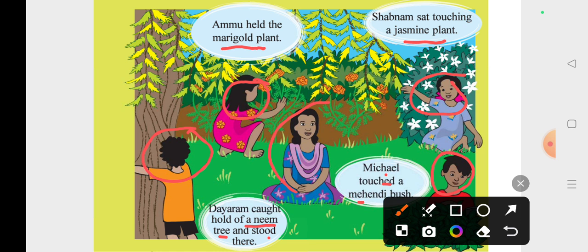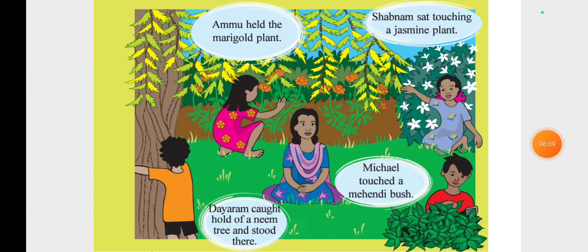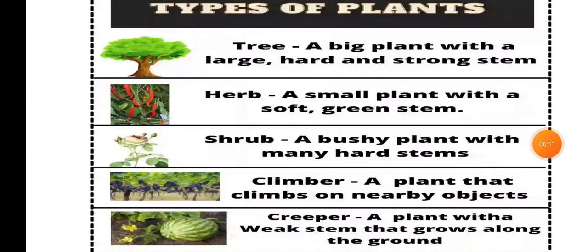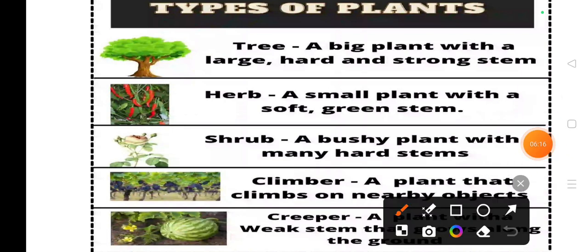And you can see here Didi sitting on the ground. Okay. So they all touched different types of plants. Let's recall, we will understand the different types of plants. Types of plants. Before we categorize these plants into different groups, we have to focus on two things. First, the size of the plant, and second, the type of stem.